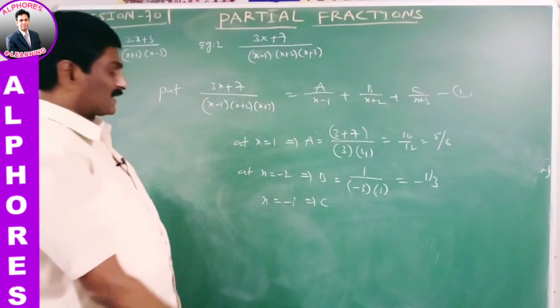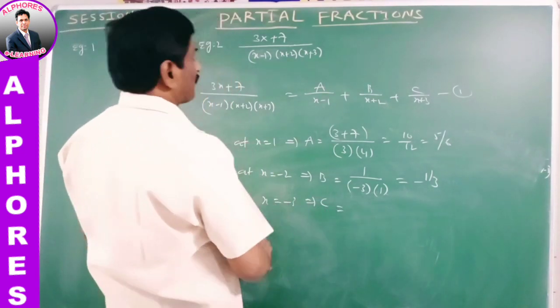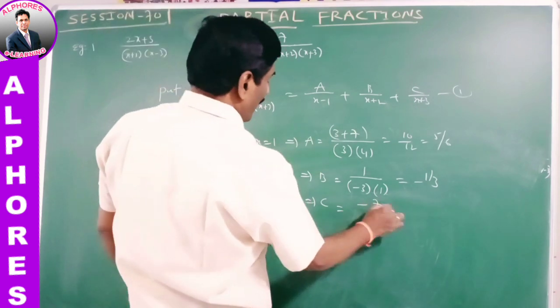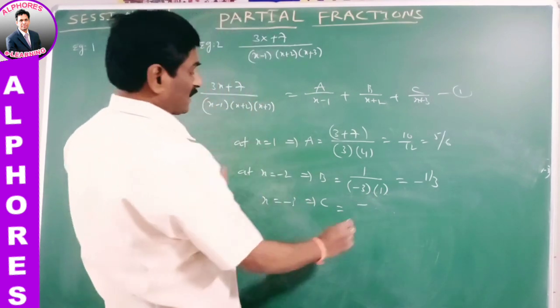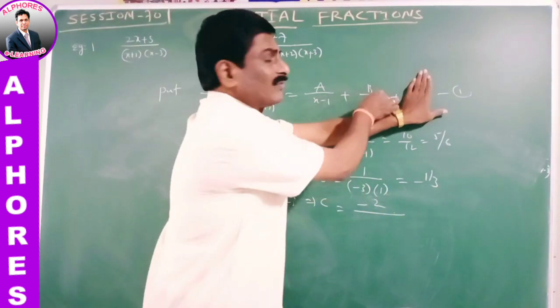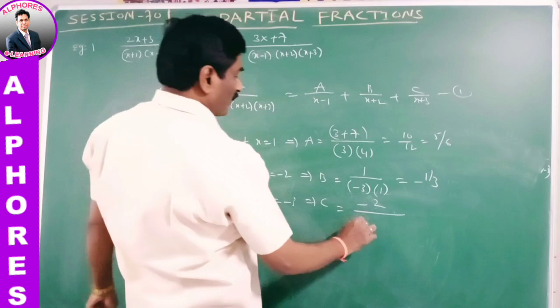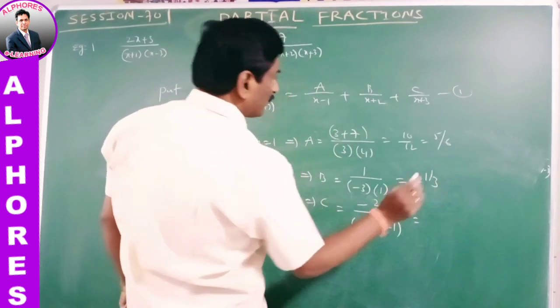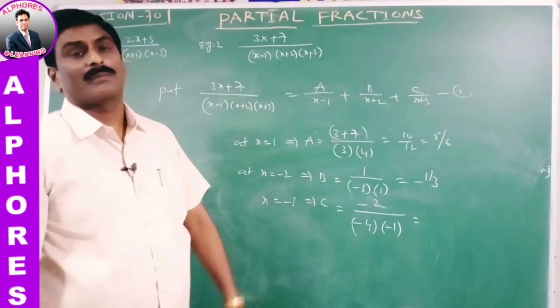Next, what is the value of c? At x is equal to minus 3, c. 3 into minus 3 means minus 9 plus 7, that means minus 2. Put x is equal to minus 3 in the remaining two values. Minus 3 minus 1 means minus 4, into minus 3 plus 2 means minus 1. Substitute these values in this equation, we get the partial fractions.